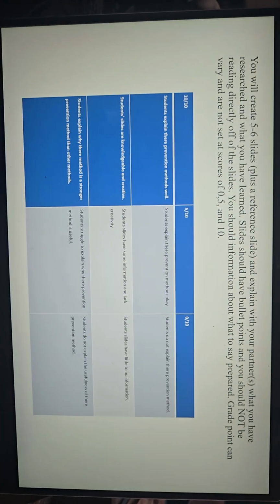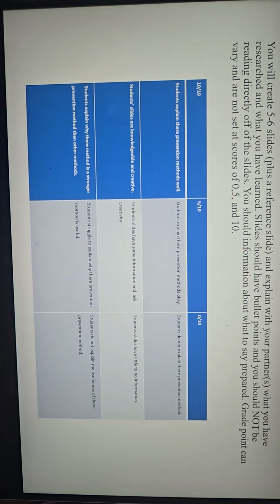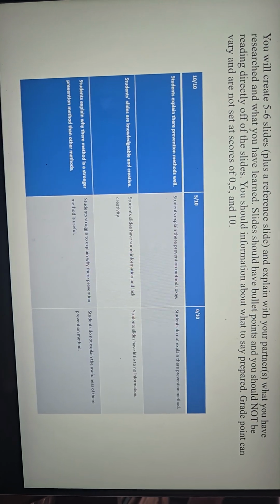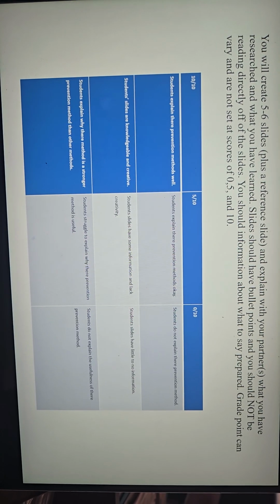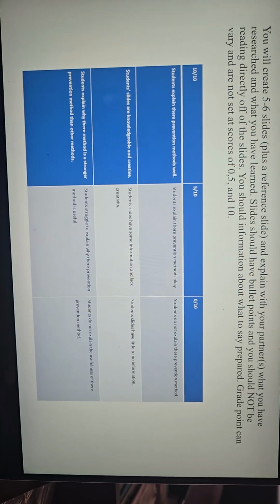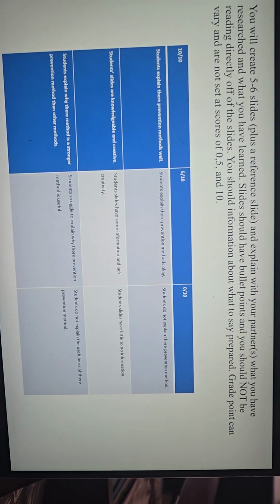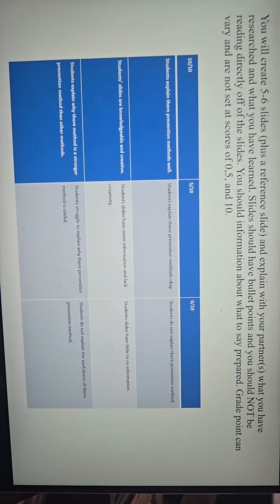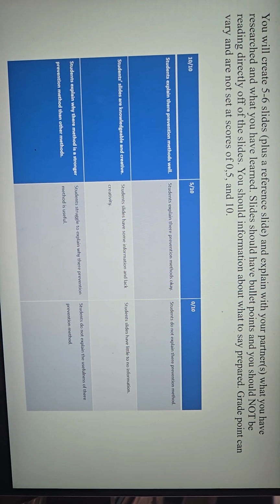Let me just flip to the phone. So you're going to have 5 to 6 slides plus a reference slide, and explain with your partners what you've researched and what you've learned. These slides should just be bullet pointed and should not be read directly off the slide. I just don't want students to be standing up there just reciting information, because no one likes that. Got to throw in a little bit of your own info off the top of your head. Like I said there, you should have information about what to say prepared.